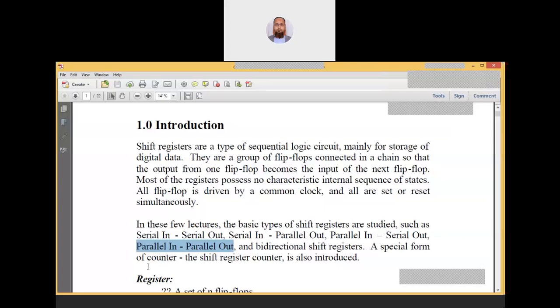A special form of counter, the shift register counter, is also introduced. So there are also some counters which are called shift register counters. The counters that we studied in the previous section are not based on shift registers. So we will not study this last part.